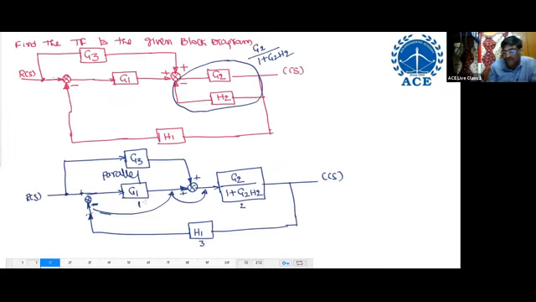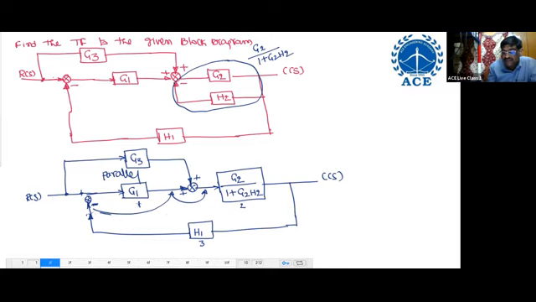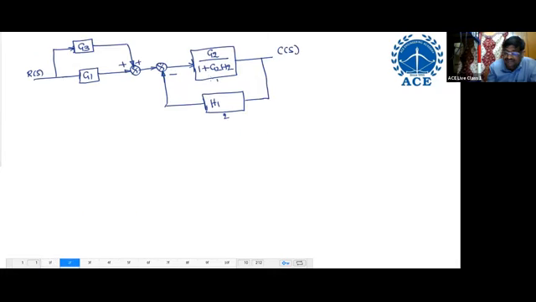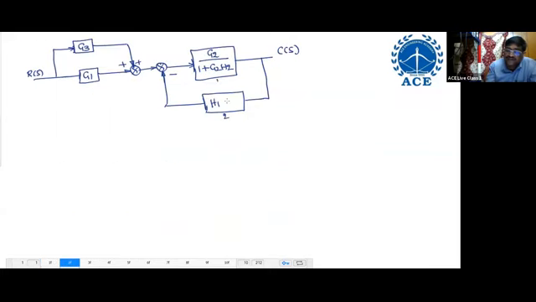Now tell, before shifting 1, 2, 3 blocks. After shifting how many blocks? 1 and 2. What is missing? G1 is missing. That means G1 is multiplied. After shifting only 2 blocks. Only G1 is missing. If I shift this point here, which block missing? G1. So G1 should be producted. Now get the transfer function. These two are parallel. That is G1 plus G3.